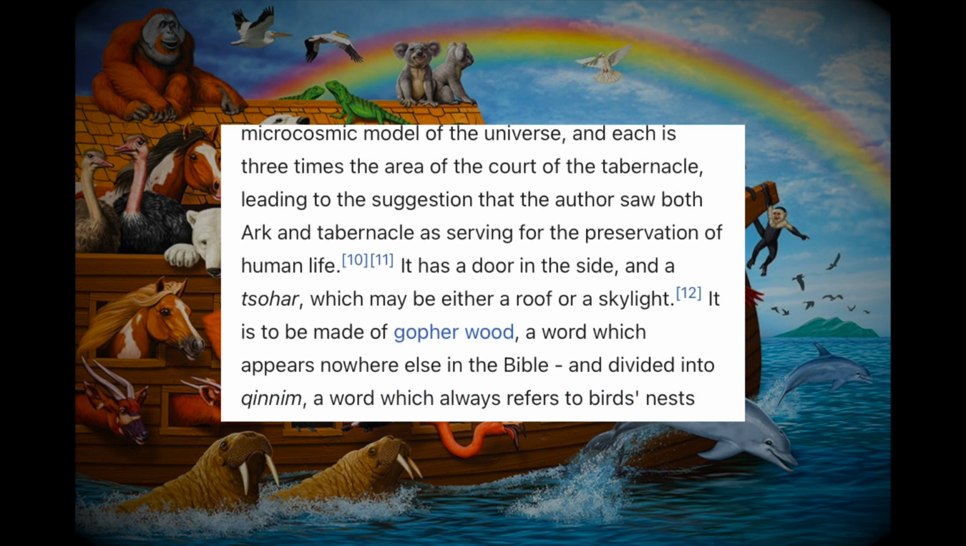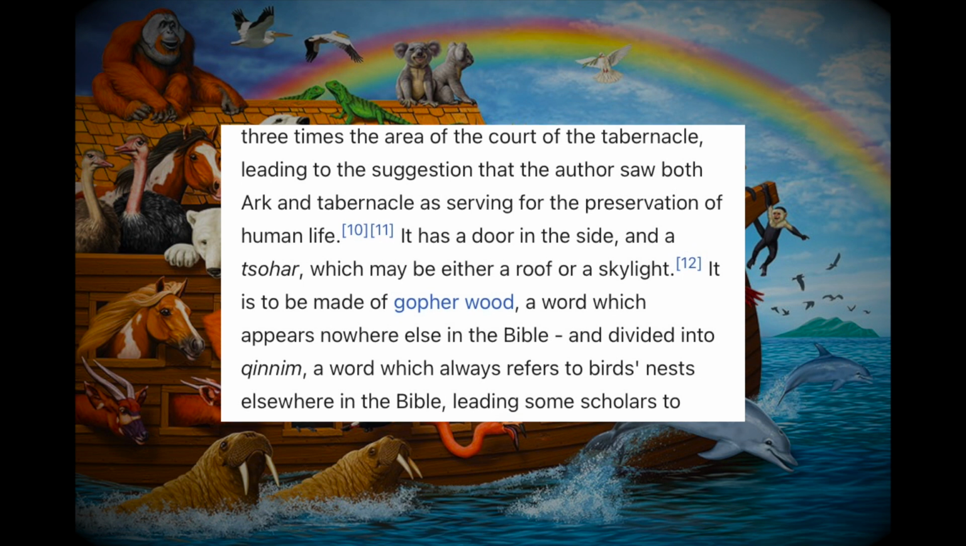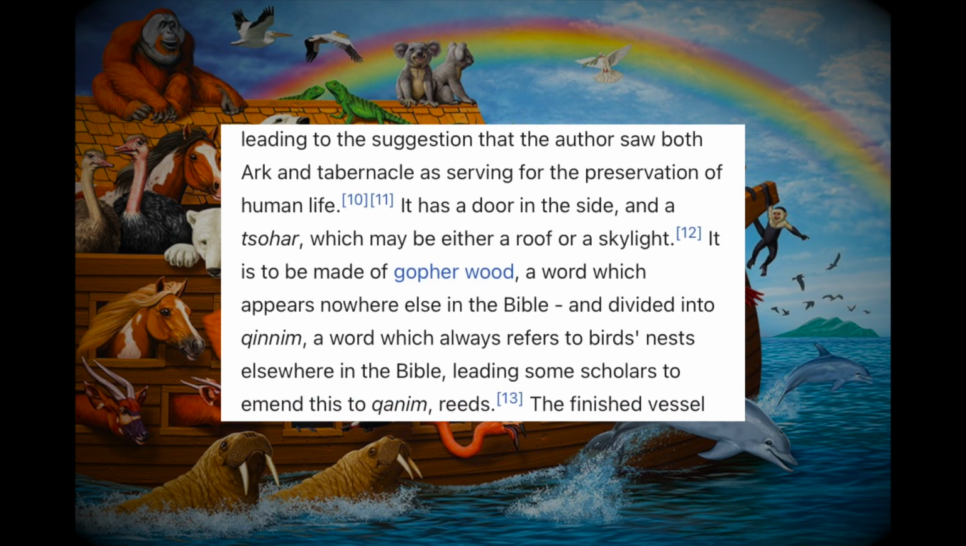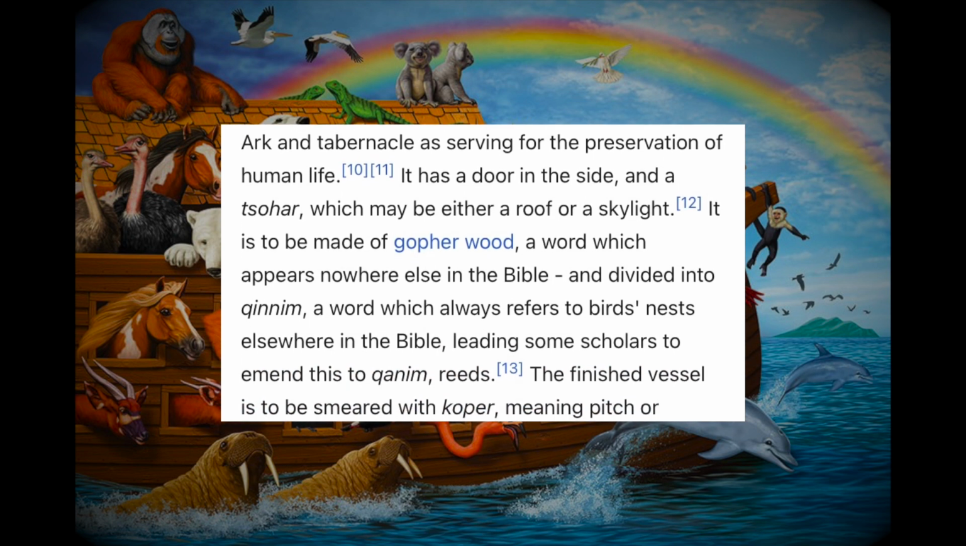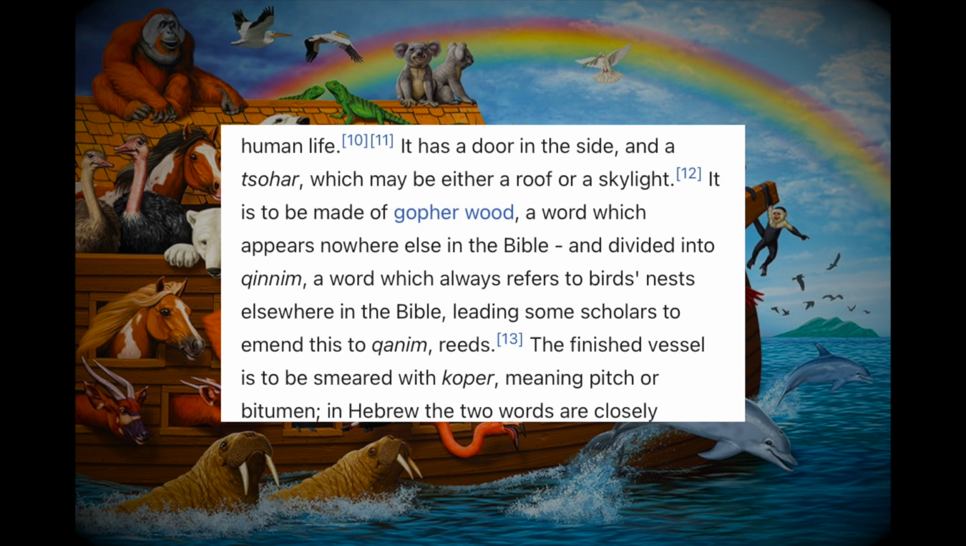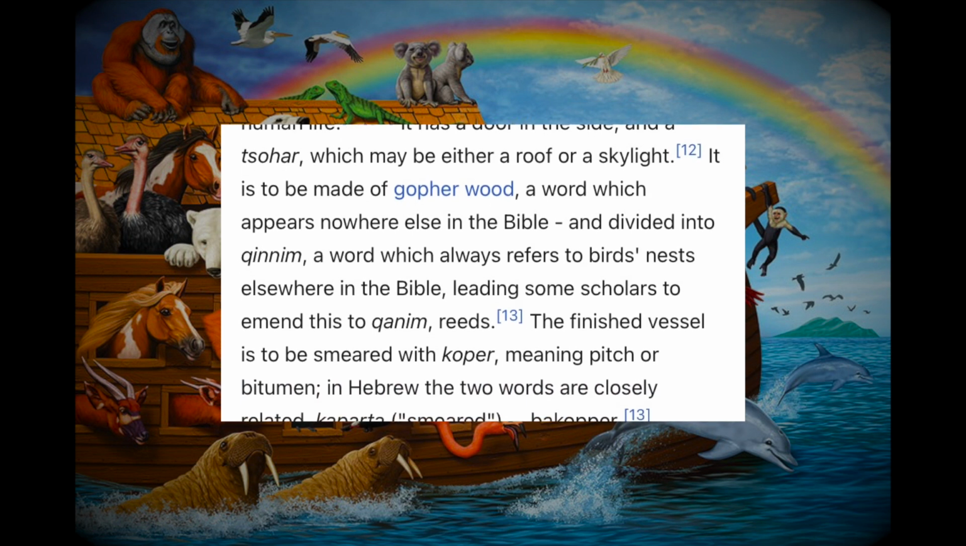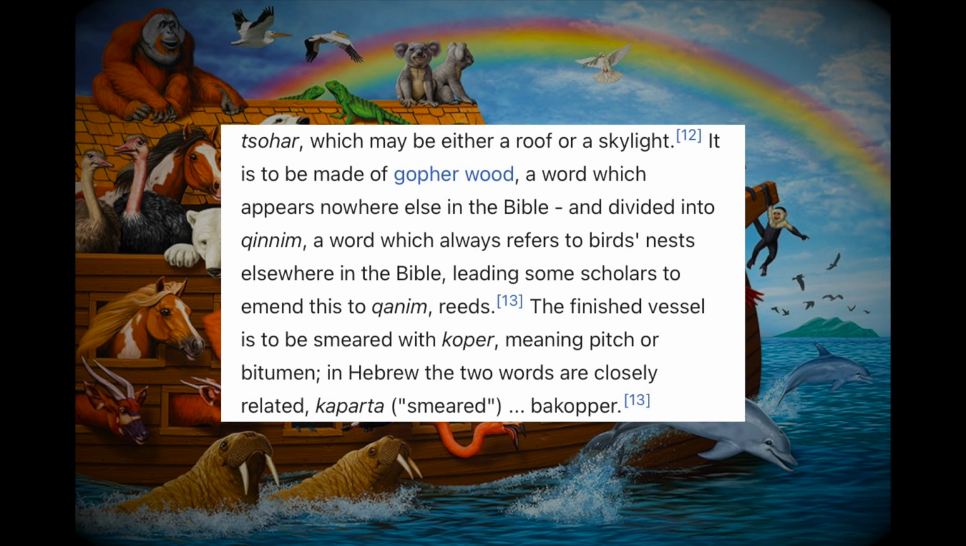And it has a door in the side, and its cellar, which may be either a roof or a skylight. It is to be made of gopher wood, a word which appears nowhere else in the Bible, and divided into kinnim, a word which always refers to birds' nests elsewhere in the Bible, leading some scholars to amend this to Canaan. The finished vessel is to be smeared with kofer, meaning pitch or bitumen. In Hebrew, the 2 words are closely related.